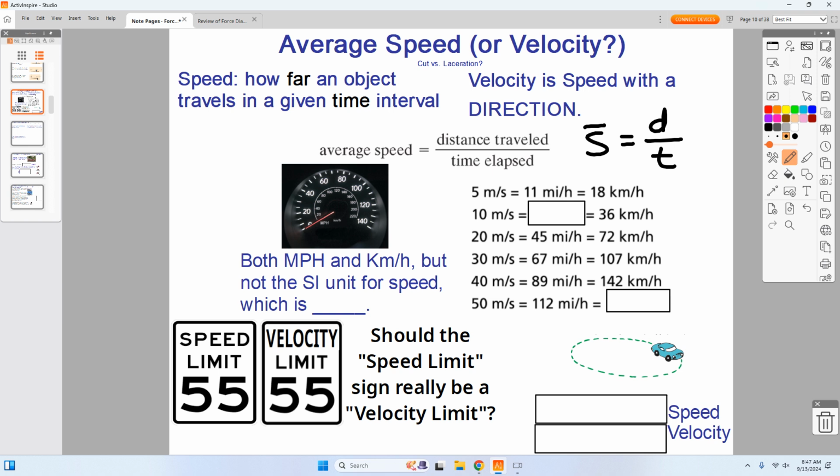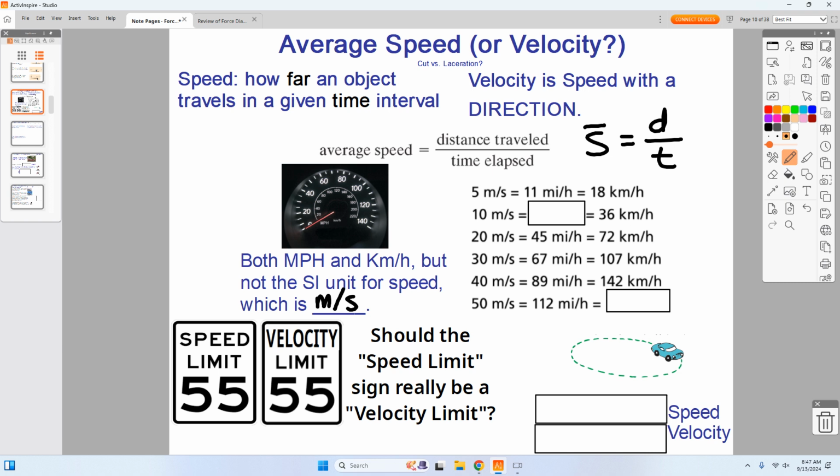All right, so speed is distance over time. Now, miles per hour and kilometers per hour are the ones that you're probably familiar with. The SI unit, the unit that we would use, is meter per second. So when we do measurements in class, and I have you do some things with those red buggy cars, we'll use the meter per second as the unit.